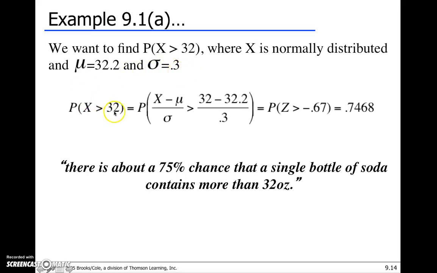The probability that x is greater than 32: we convert to z, standardize. The probability that x minus mu over sigma is greater than 32 minus 32.2, the mean, divided by 0.3, the standard deviation. That is, the probability z is greater than minus 0.67. Read from the tables in the usual way, that gives you 0.7468. That is, there is a 75% chance that a single bottle of soda contains more than 32 ounces.